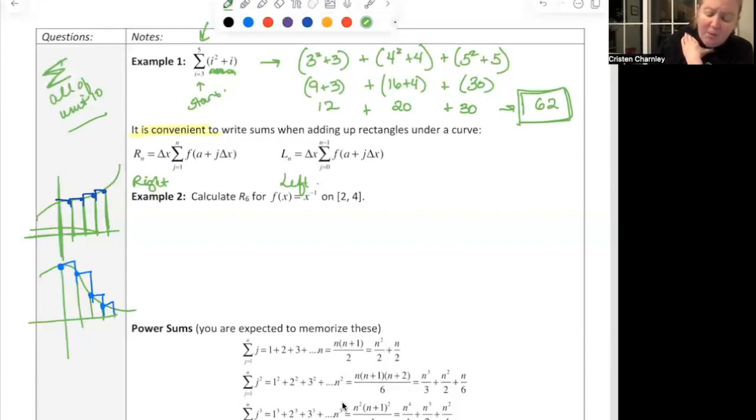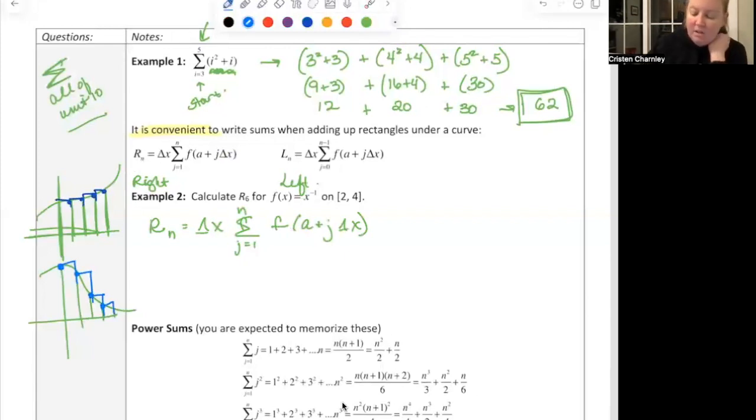So example 2, we want to calculate R6 for f of x equals x to the -1 on the interval from 2 to 4. So we need to take these pieces and fill them into this formula. So now I've got R. So let's fill in the pieces here. So R sub n is equal to delta x times the summation j equals 1 to n of f of a plus j delta x. So let's come over here on the side and figure out what's what, because there's a whole lot going on here. Let's start with delta x.